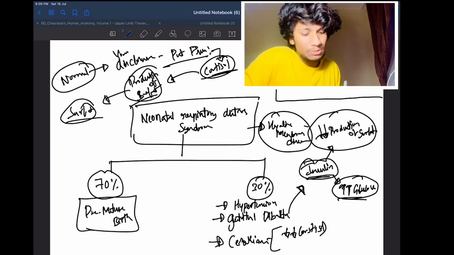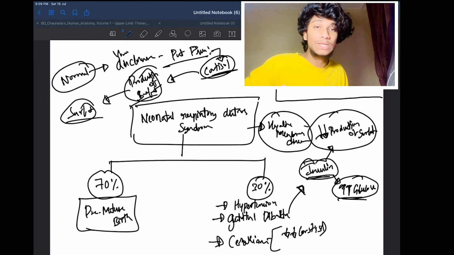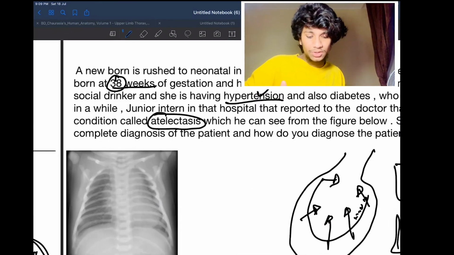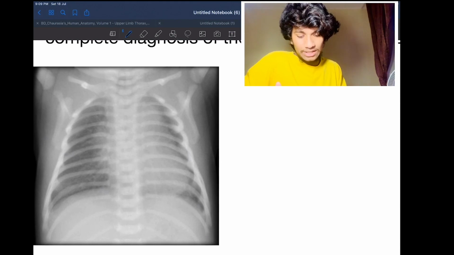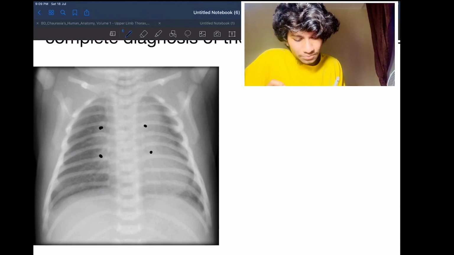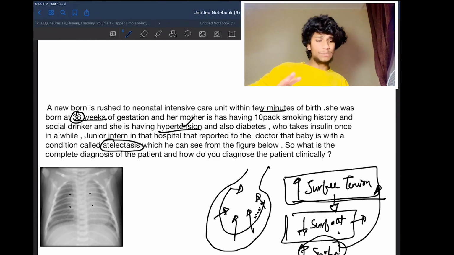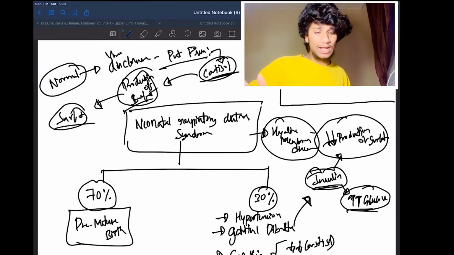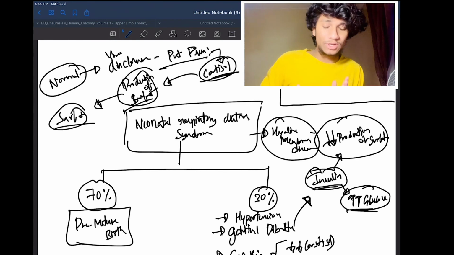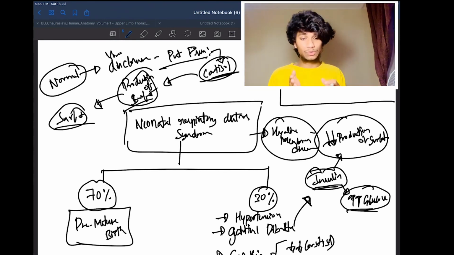So neonatal respiratory distress syndrome is the final diagnosis of this patient, and we can see from the x-ray that these are the points where the alveoli are getting collapsed. So this is the proper answer for this question.